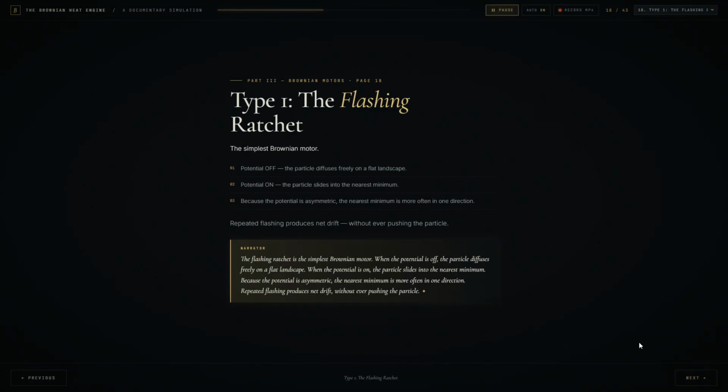The flashing ratchet is the simplest Brownian motor. When the potential is off, the particle diffuses freely on a flat landscape. When the potential is on, the particle slides into the nearest minimum. Because the potential is asymmetric, the nearest minimum is more often in one direction. Repeated flashing produces net drift, without ever pushing the particle.